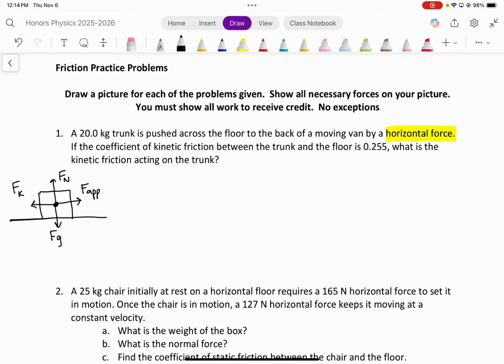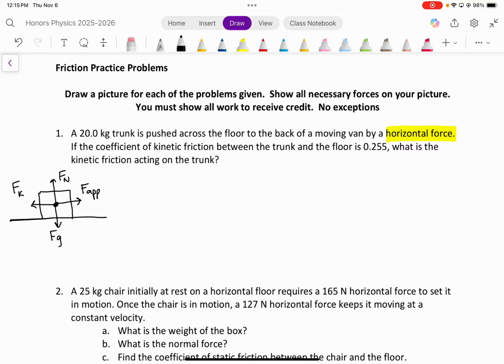So let's look at what do we know about these forces. Okay, so whenever I analyze forces to do any math with them, I'm going to follow a couple of steps.